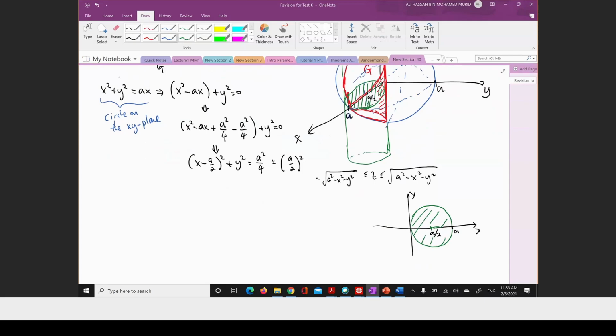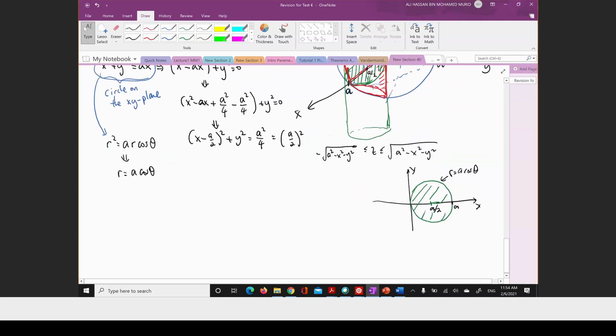So going back to this equation, we have r squared equal to x squared plus y squared, and a is r cos theta. So that means r is a cos theta. So the equation of a circle here is r equal to a cos theta. And because it is a complete circle, theta is between minus pi over 2 up to pi over 2, right?